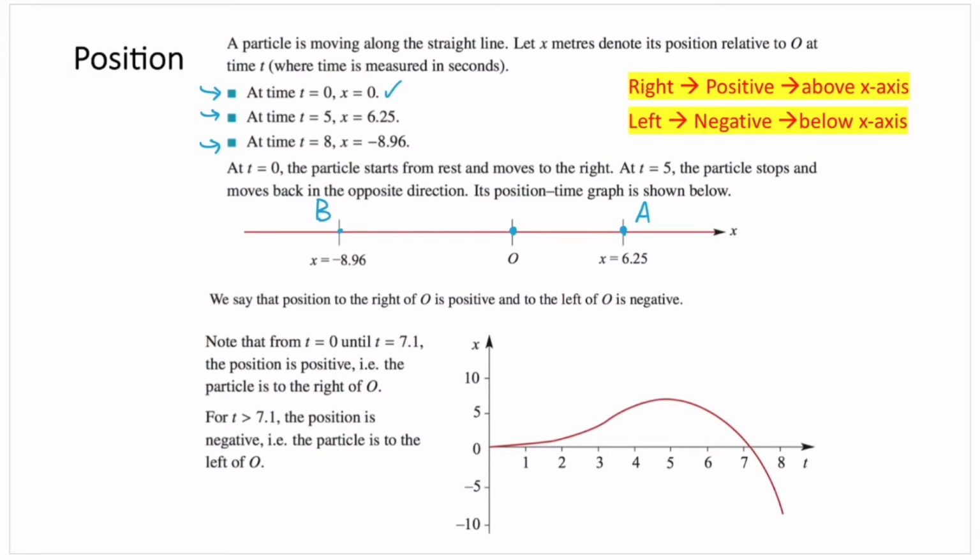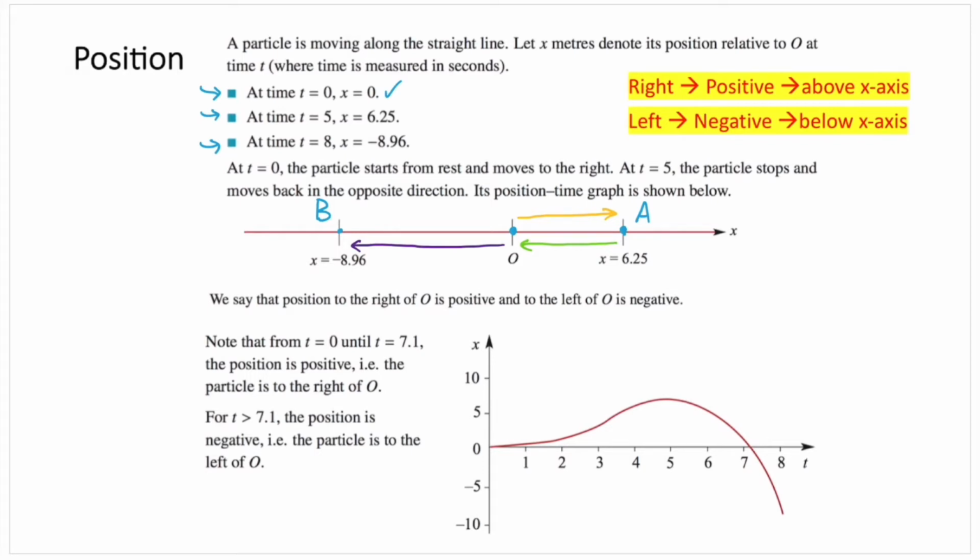At t equals 0, the particle starts from rest and moves to the right. At t is 5, the particle stops and moves back in the opposite direction. This means this is our initial position. So this particle started at point O and it moved to the right. When it gets to point A, it's going to head back. From point A, it's going back to point O again. And moving past point O, it continues moving to the left until it hits this position, 8.96 meters to the left of O.